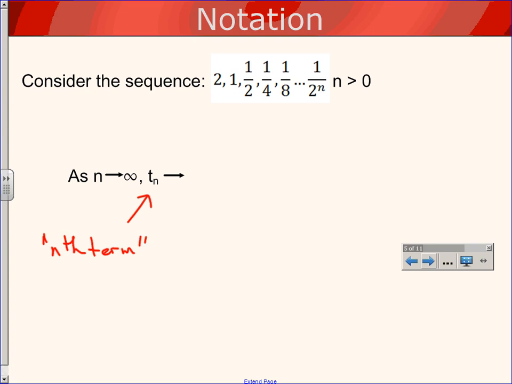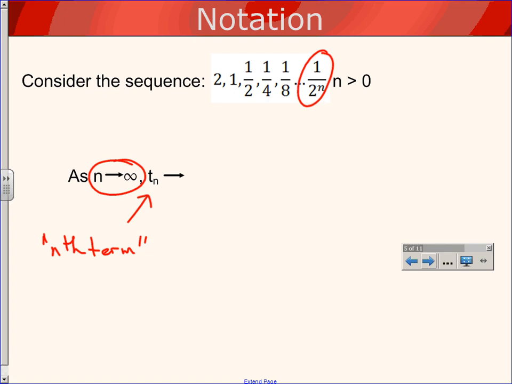N is approaching infinity, right? So a term all the way down the list, as far as we can go. We just keep going. What does this last term, even though there isn't actually a last term, get closer and closer and closer to? Well, in this case, it's 2 to the n. 2 to the n is approaching infinity, so n is going to be a really, really big number, which means 2 to the n is an even bigger number.